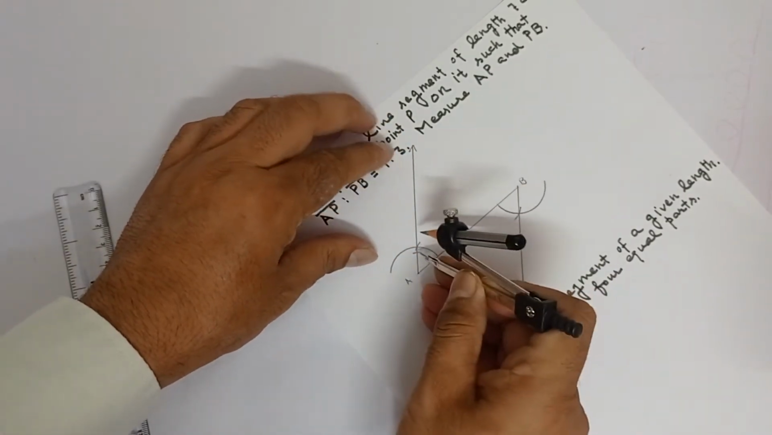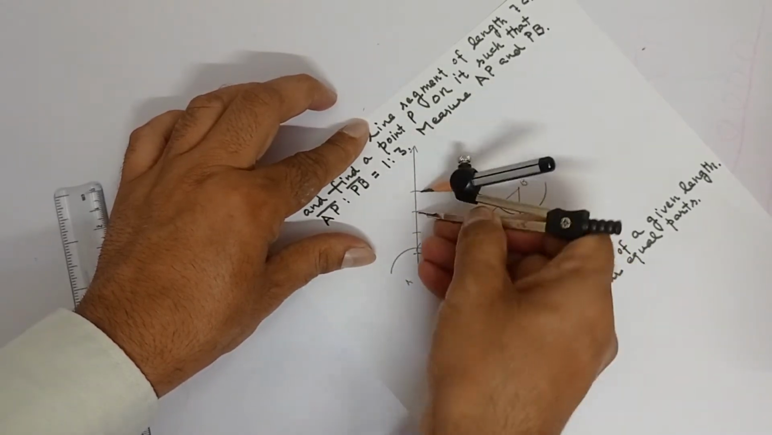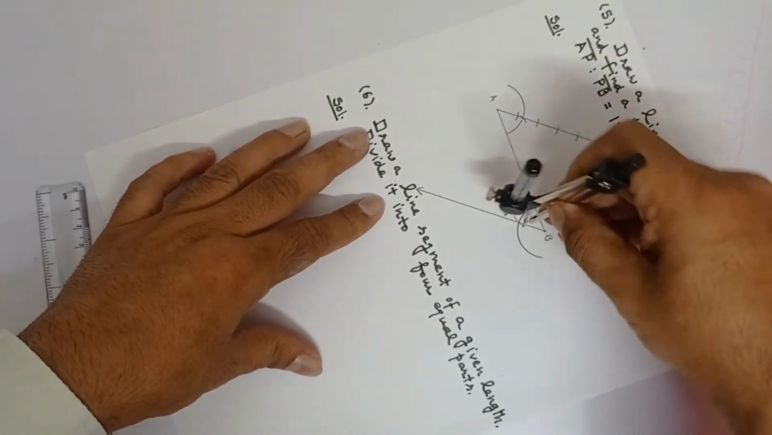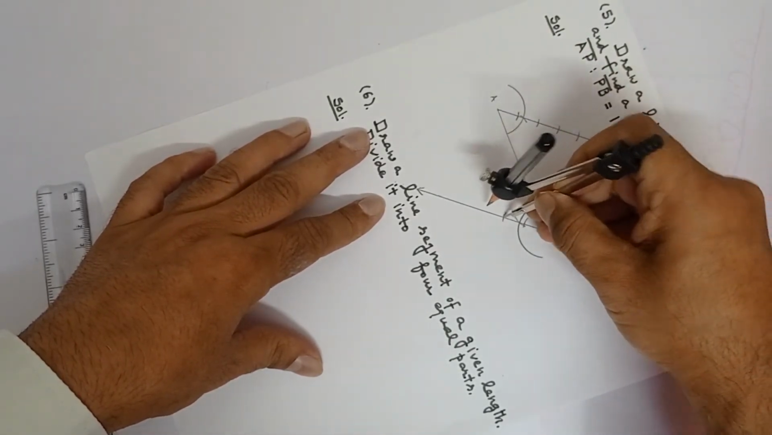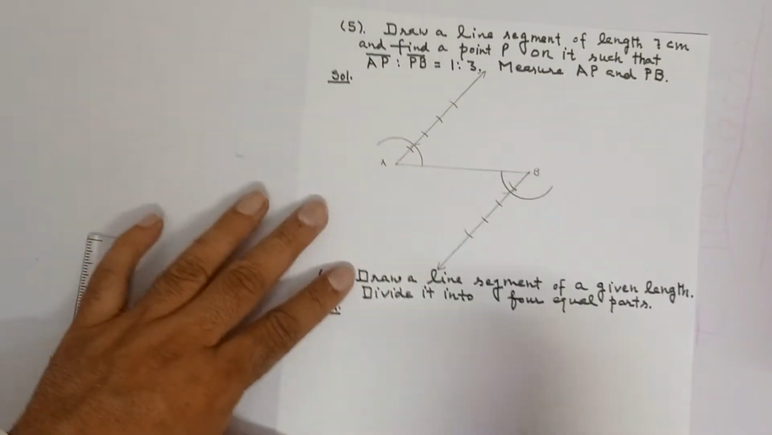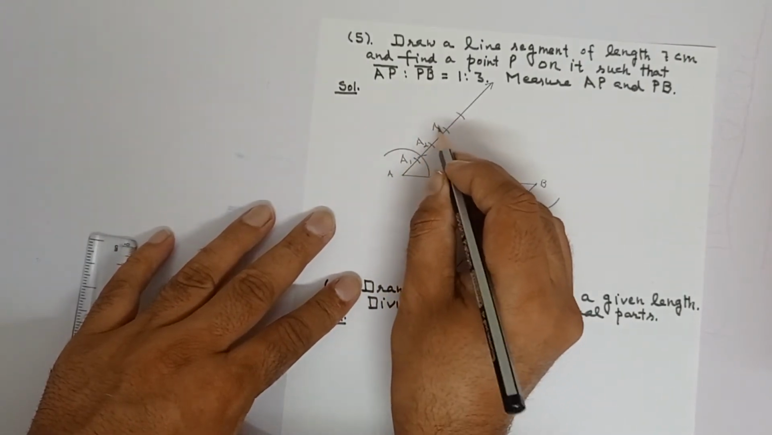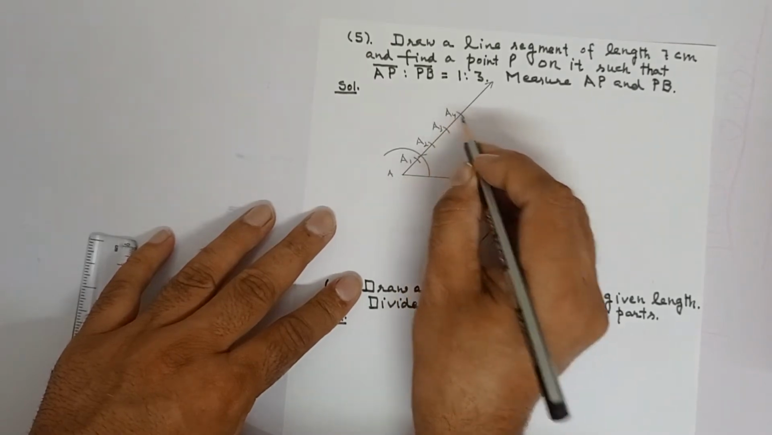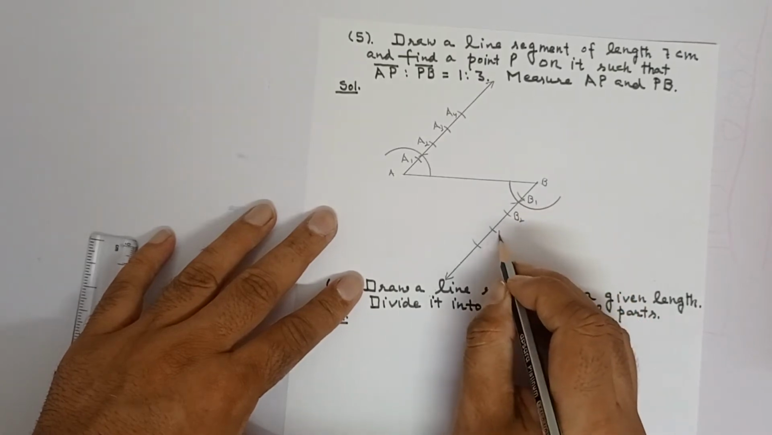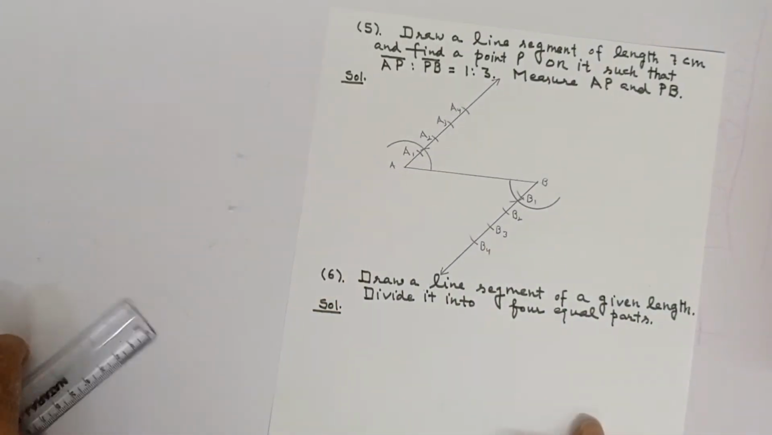So see, this is first, this is second, this is third, this is fourth. Do not disturb compass. First, second, third and fourth. Again naming A1, A2, A3, A4, B1, B2, B3 and B4. Ratio is 1:3.